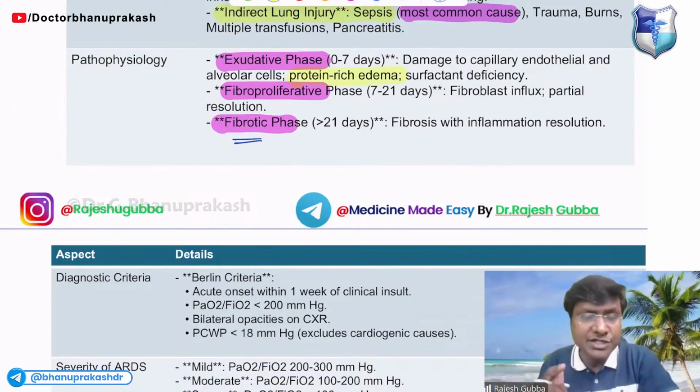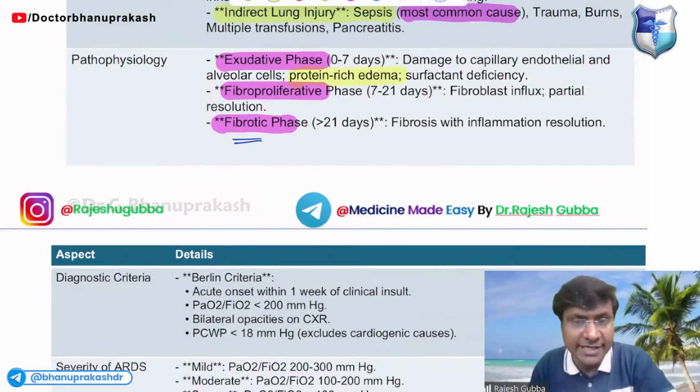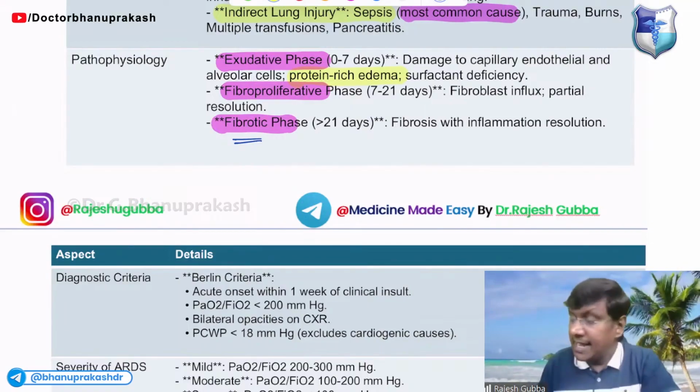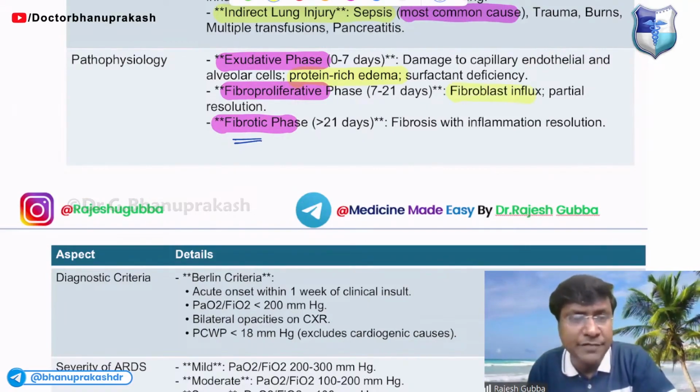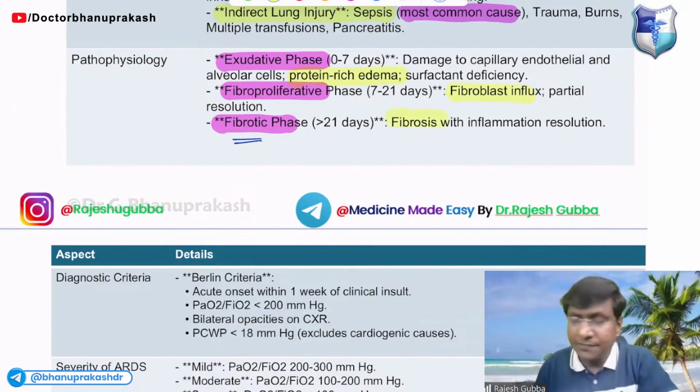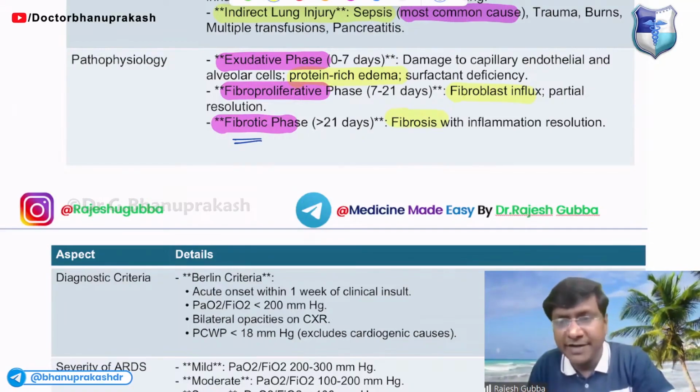There will be protein-rich edema within the alveolus. And there is damage to the pneumocytes, both your type 1 and type 2 pneumocytes, right? And in the exudative phase, you will have the formation of the hyaline membrane within the alveoli. Whereas in the fibroproliferative phase, you have the influx and proliferation of the fibroblast. Whereas in the fibrotic phase, you have the fibrosis of the pulmonary parenchyma. So these are the three important phases in ARDS: exudative, fibroproliferative, and fibrotic phase.